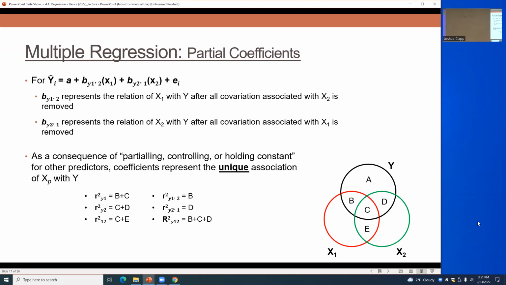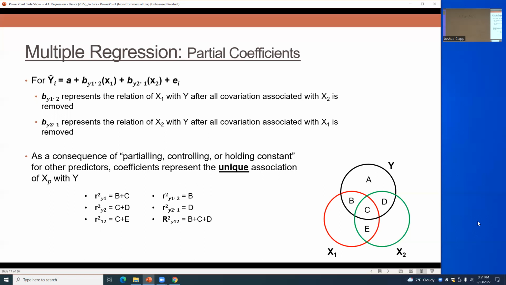X1, the red circle, that's all total variability in X1. X2, green circle, this is total variability in my second predictor, okay? If I go through and start calculating coefficients, my squared correlation of my outcome with X1, here, right? This is just my Pearson correlation of X1 with Y.